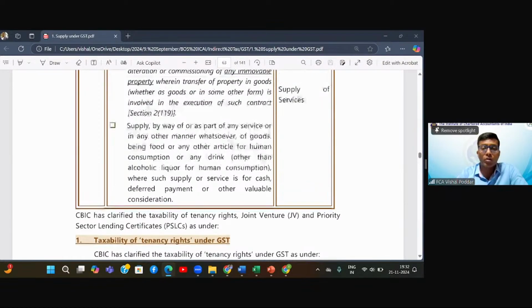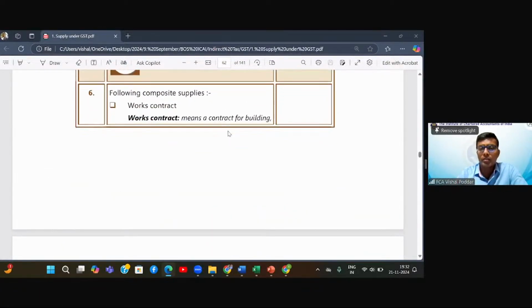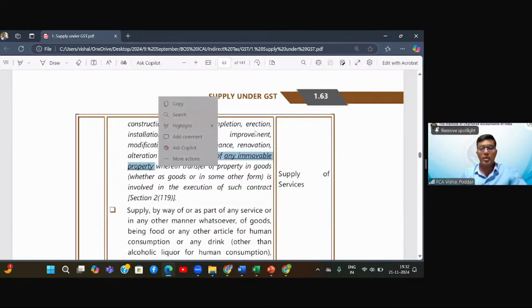Now, for these two composite supplies, first is a works contract. What is works contract? Where there is a contract for building, constructing, fabricating, completing, etc., any immovable property. So you are carrying out any of these activities for an immovable property, then that is called as works contract. So in works contract, what is very important is your activity of construction, improvement, installation, repairing, erection, renovation, whatever you are doing is of any immovable property.